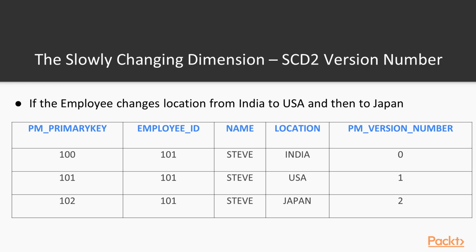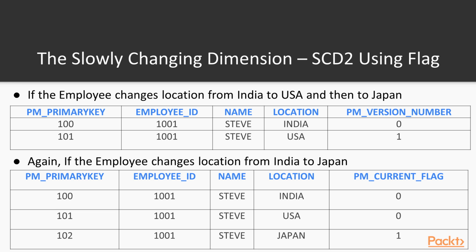In SCD 2 using version number, as you can see, we're maintaining full history by adding new records to maintain the history of the previous one. We add two new columns in the table, which is PM_primary key, to handle the issues of duplicate records in the primary key, in employee_ID column, and PM_version_number to understand the current and historical record. In SCD 2 using flag, we're maintaining full history by adding a new record to maintain the history of the previous one. We'll add two new columns in the table, which is PM_primary key, to handle the issues of duplicate record, primary key in the employee_ID column, and PM_current_flag to understand current and historical record.